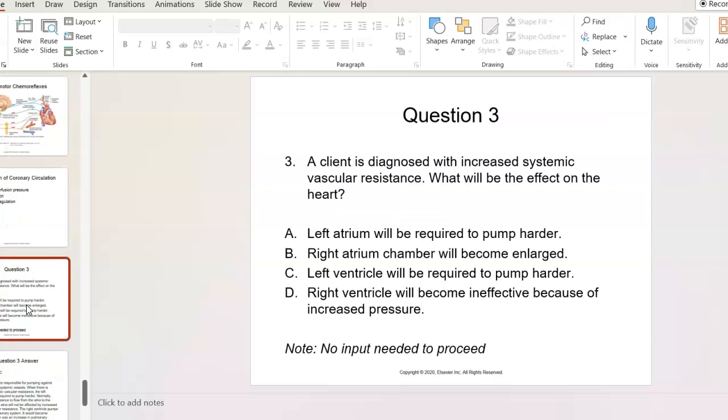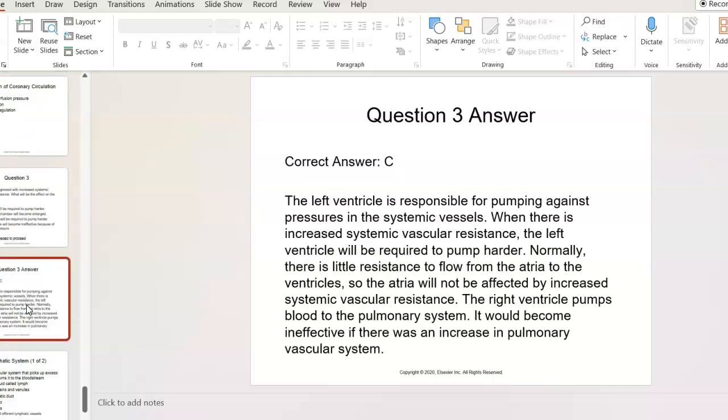Question number 3. So think about this for a minute. Read through the answers, see if you were correct or incorrect. Make sure you're reading every single word.